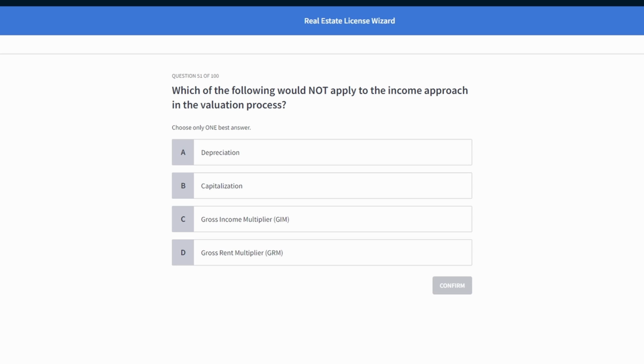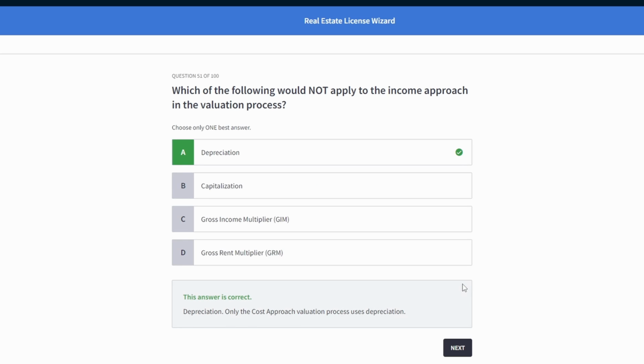Well, it's going to be A. That's right, depreciation. Only the cost approach valuation process uses depreciation. And that makes sense, right? Because remember, if you're familiar with the cost approach, you should be, how the value is derived or created or found really depends on the key concept of depreciation. When we're talking about the income approach, that's really not applied at all. The main focus there is obviously the income and how that associates and derives the value for that property.